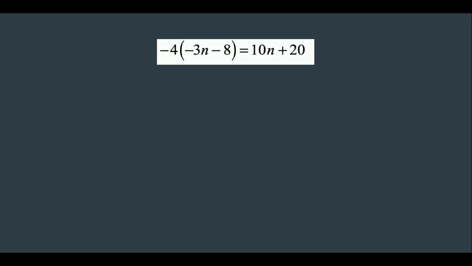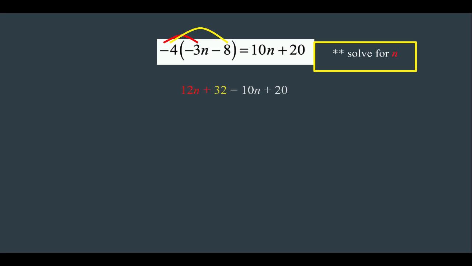In the final example, we are given the equation -4(-3n - 8) = 10n + 20. Here we are solving for n. As we can see, there are parentheses in this equation, so we want to remove the parentheses to obtain a simpler equation. We can do this by utilizing the distributive property and multiplying the terms inside the parentheses, -3n - 8, by -4. Here we get 12n + 32 = 10n + 20.